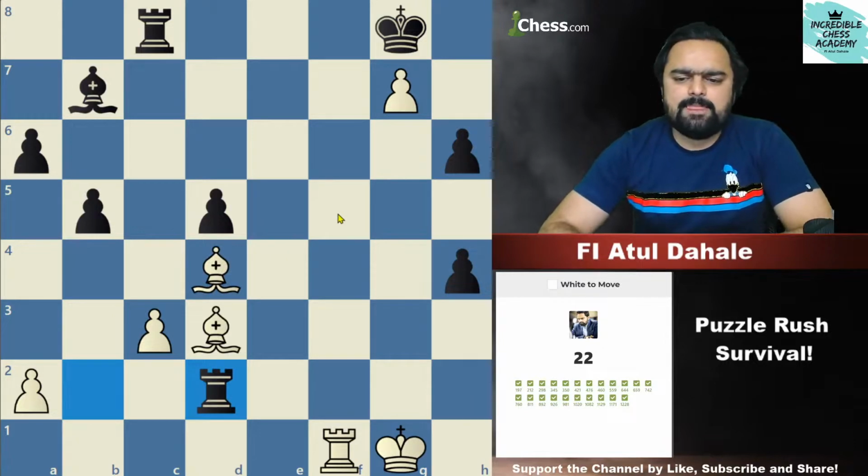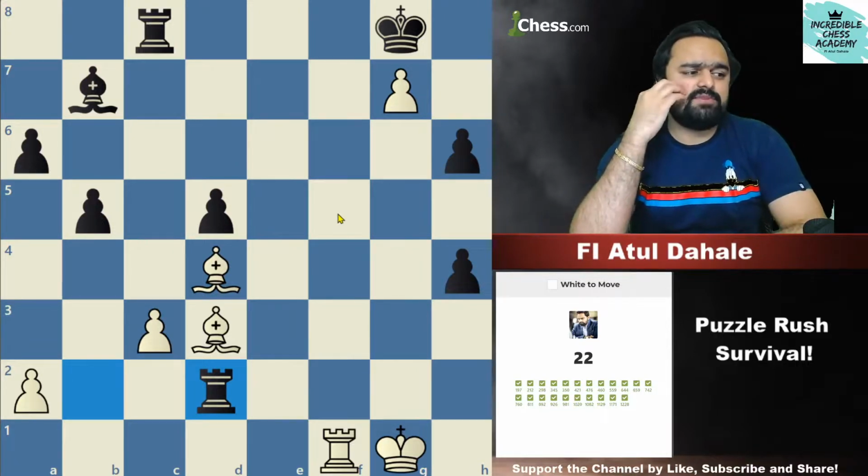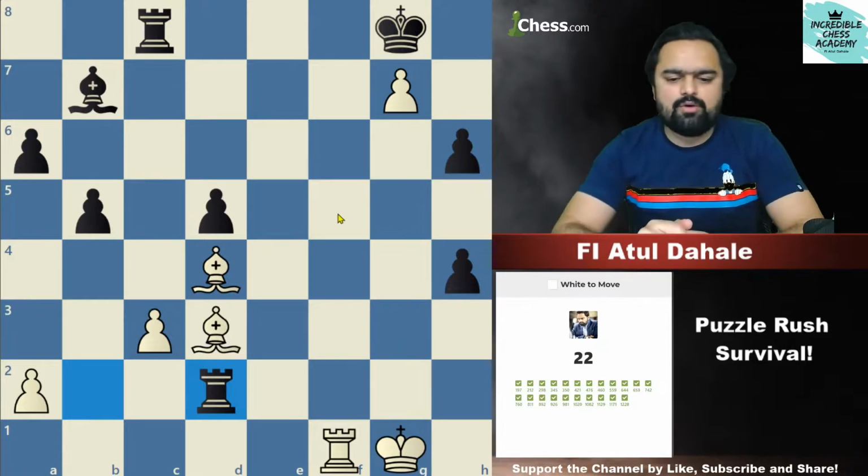This was easy. Okay, now let's see what we need to do next. Okay, this one looks a little bit tricky, guys. I hope that you will be able to solve this one.